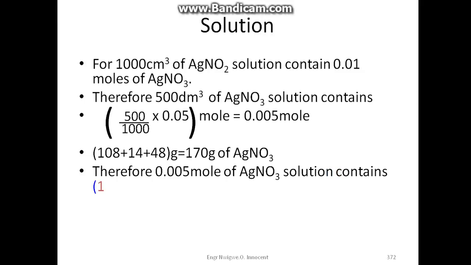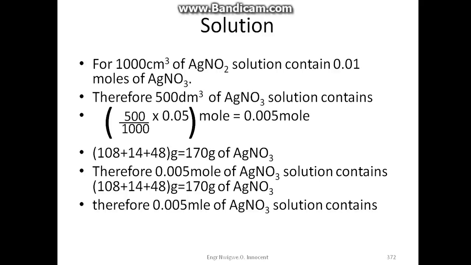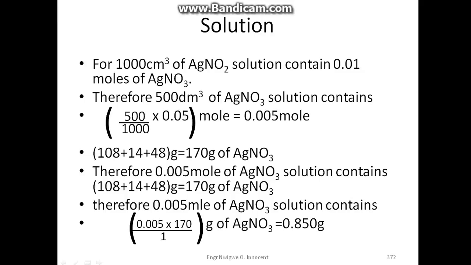Therefore, 0.005 moles of silver trioxonitrate(V) solution contains 108 plus 14 plus 48, which is 170 gram of silver trioxonitrate(V). Therefore, 0.005 mole of silver trioxonitrate(V) solution contains 0.005 times 170 over 1 gram of silver trioxonitrate(V), which is giving us 0.850 grams.